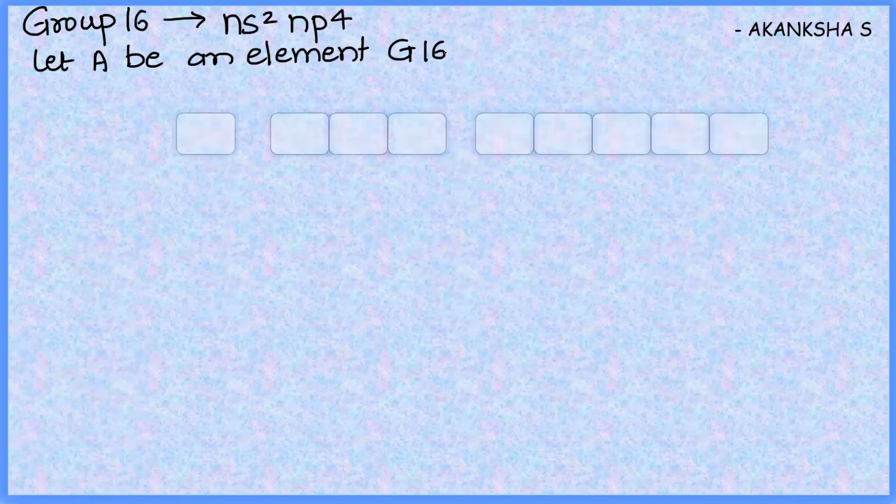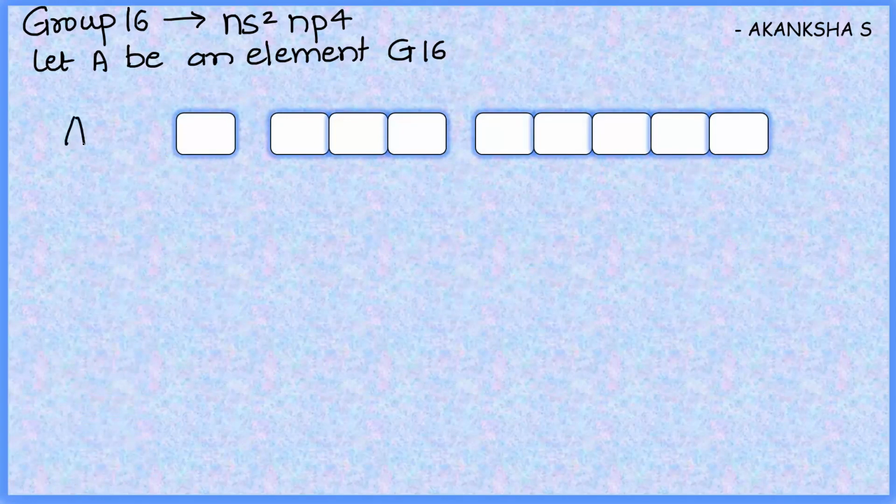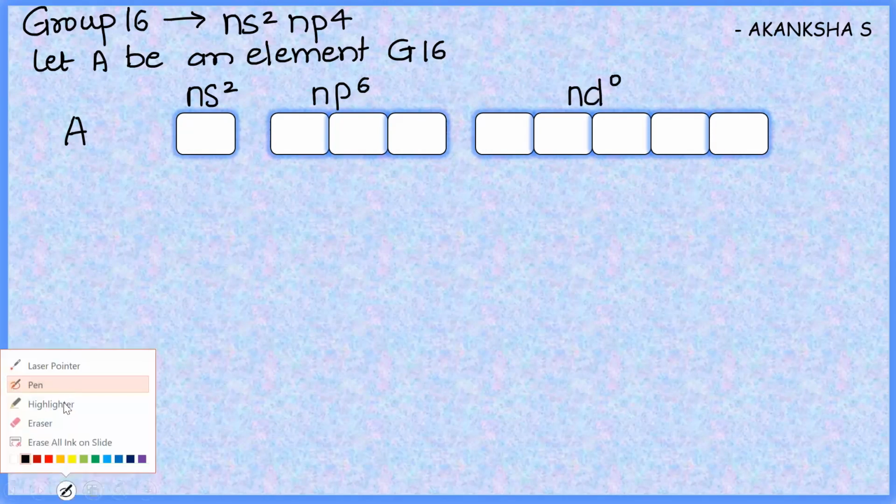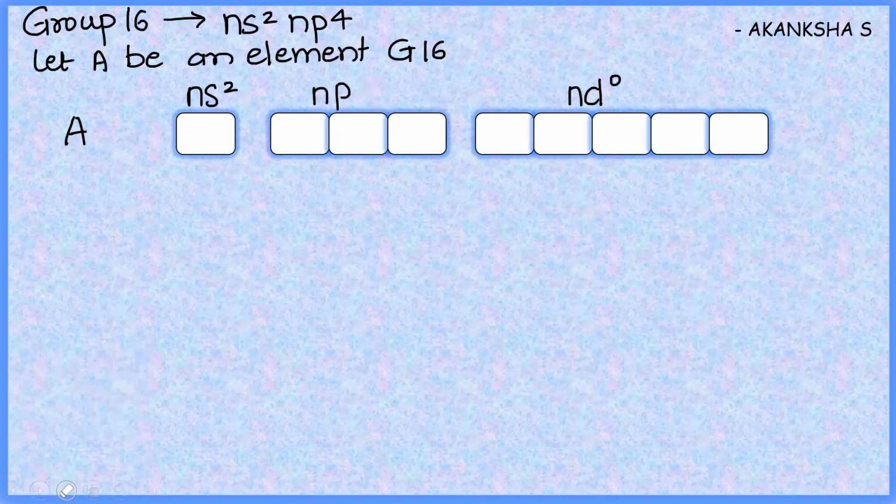So let's say let A be an element in group 16. We are finding the general oxidation state. So let A be an element over here. What is the configuration? ns2, np4. Do we have any electrons in d orbital? No. So it becomes nd0, no electrons in d orbital. How do we represent this? See, it's np4.